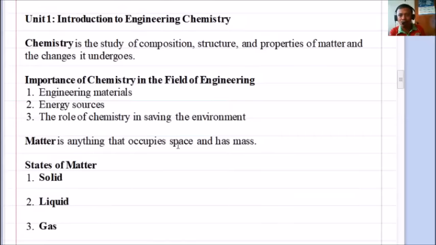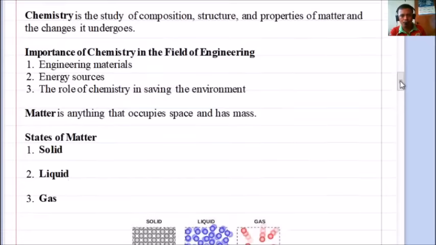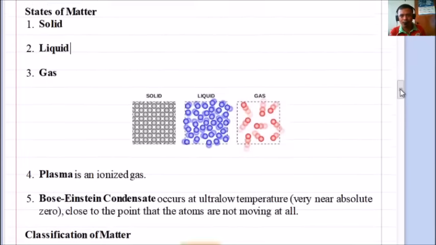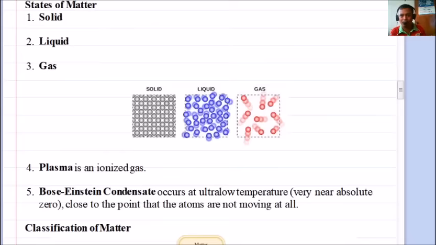And because we are talking about matter, let's have the states of matter. Before, of course, all we knew were solid, liquid, and gas. But as we go along, that changes, and more states are added. So, let's have the solid.